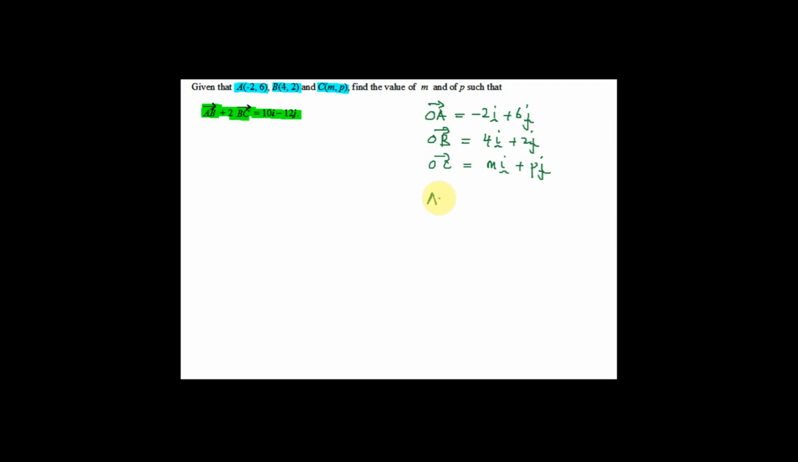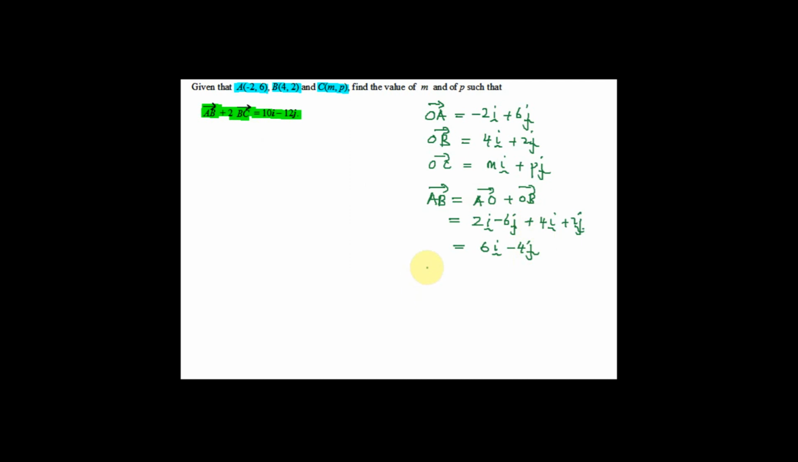What is your AB? AB should be AO plus OB. What is your AO? AO will be negative OA. Negative of this whole thing here, you will have positive 2i minus 6j plus your OB. Your OB will be 4i plus 2j. This equals 6i minus 6 plus 2 minus 4j.